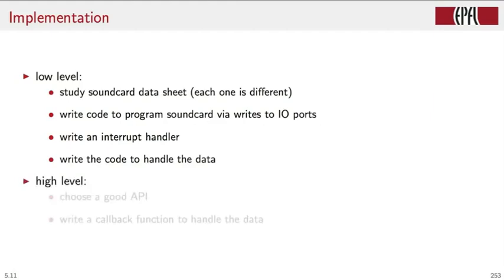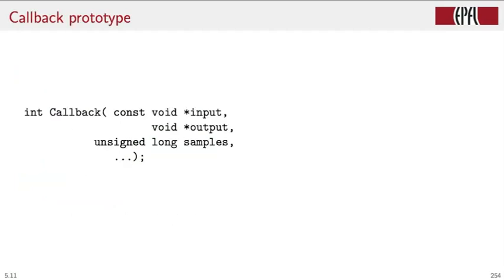The high-level strategy is to choose a good API that allows us to attack the functionality of the sound card without worrying about the details of its implementation, and just write a callback function that handles the data when we are notified that a new buffer is available. Let's look at an example of a typical callback prototype.